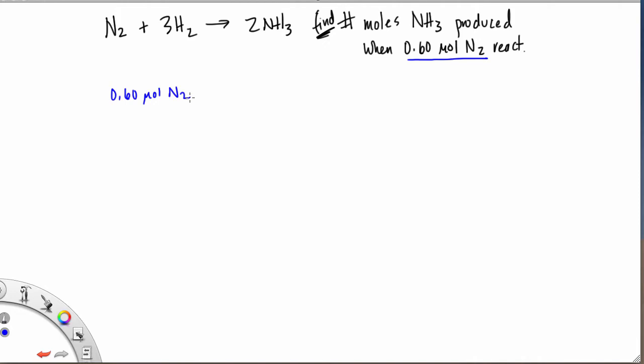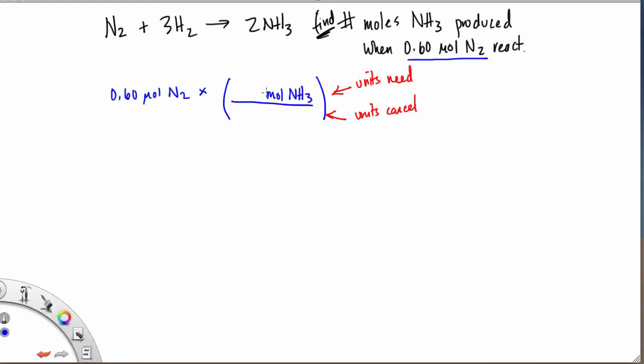The next thing I do is I need to come up with a conversion factor. And my conversion factor is going to help me find out how many moles of ammonia are produced. So if I want to find moles of ammonia, it goes on the top of the conversion factor. This is nothing new. The units we need go on the top of the conversion factor. This should sound familiar. While the units we want to cancel out go on the bottom of the conversion factor.